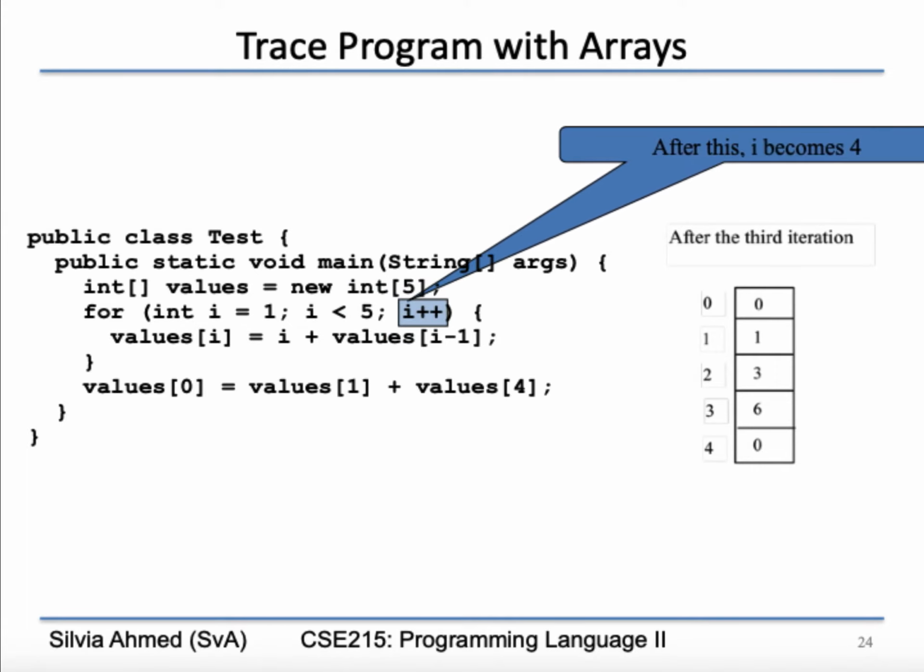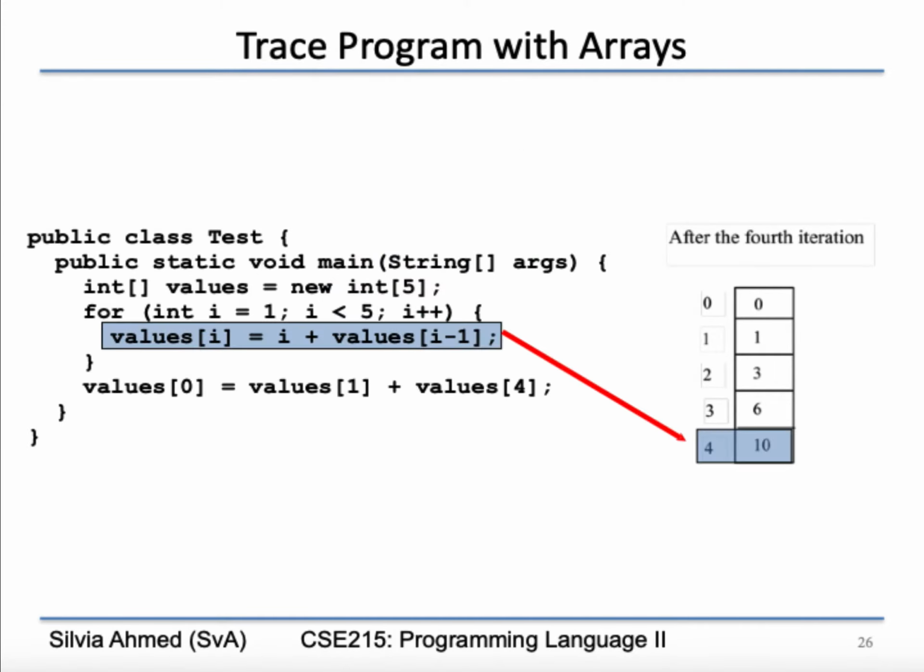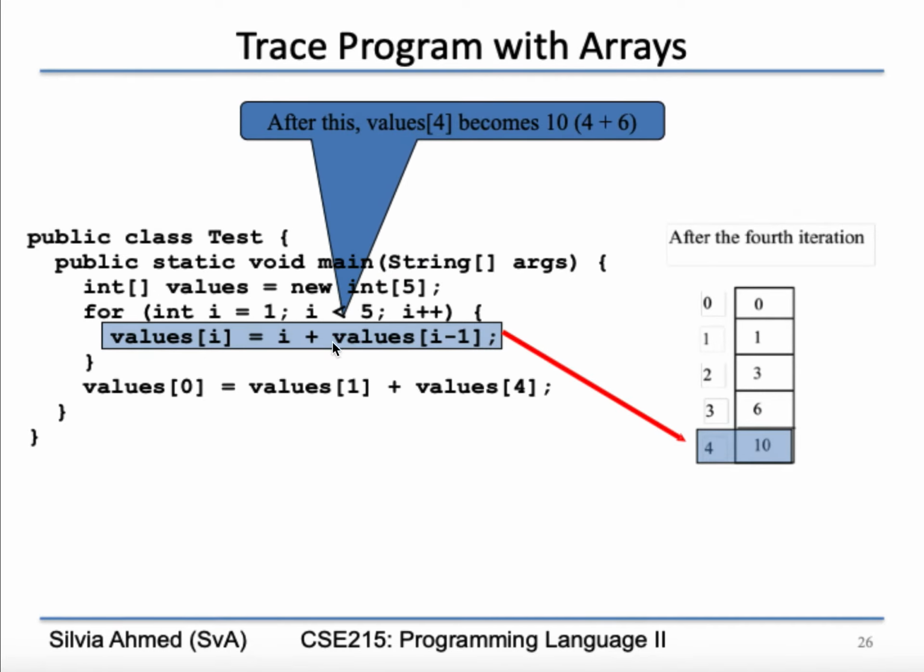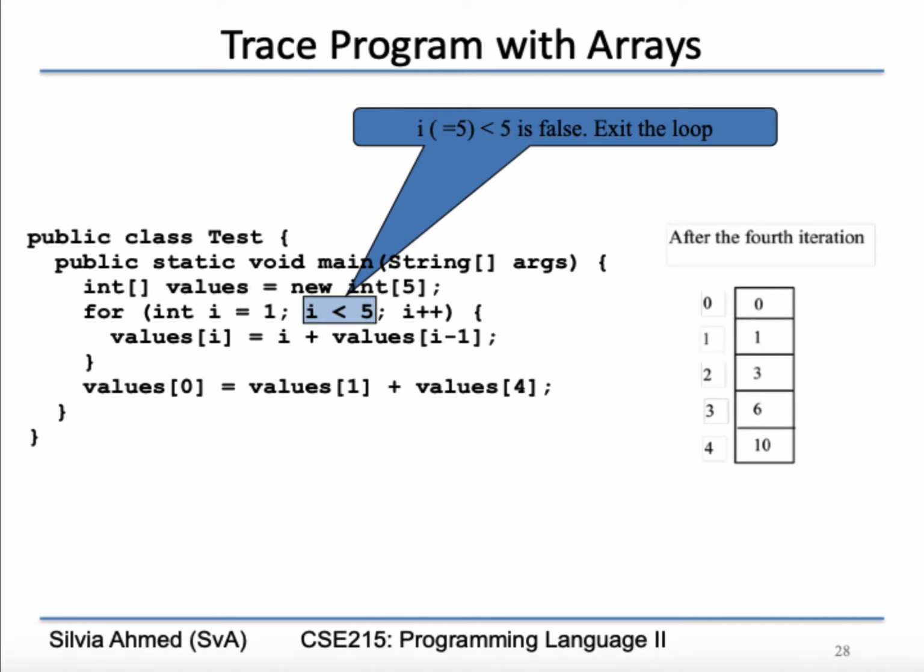Then i is incremented and i becomes 4. So 4 less than 5 is true. So we get inside and 4 plus values at 3. So values at 3 is 6. 6 plus 4 is 10. 10 is assigned at values 4. Then i is incremented and i becomes 5. 5 less than 5 is false.